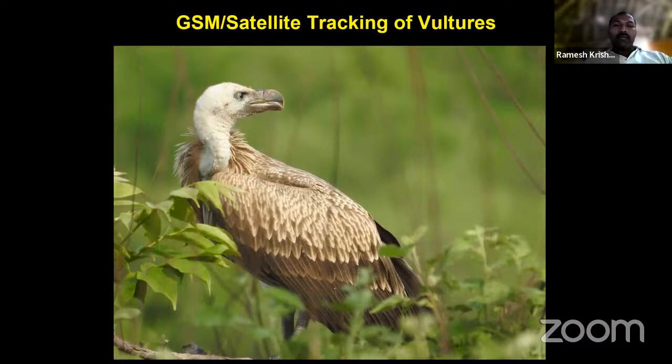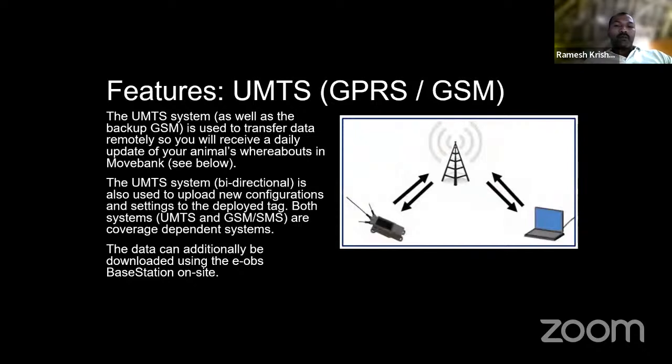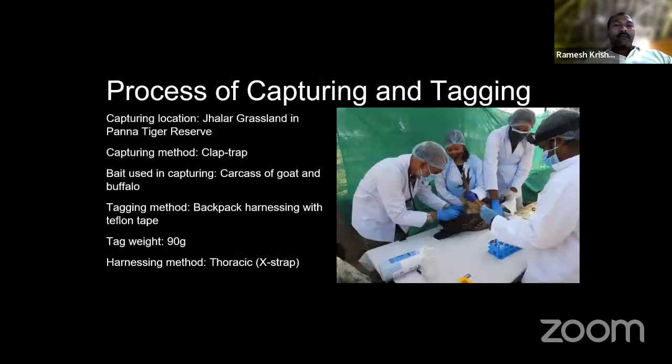So we've been able to satellite track these animals. There's a digital telemetry system used in this particular project, which is transmitting to different stations. We are able to get it. It's based on GPRS, very high resolution. Every 5 minutes, we are able to get locations. And we have a team in the field that followed the proper capture process, and all the measurements were done, and they were released.